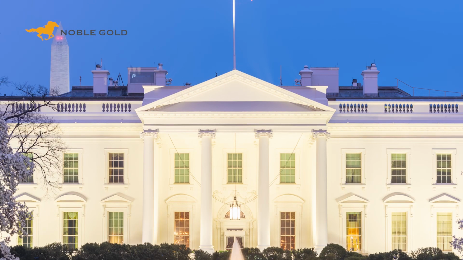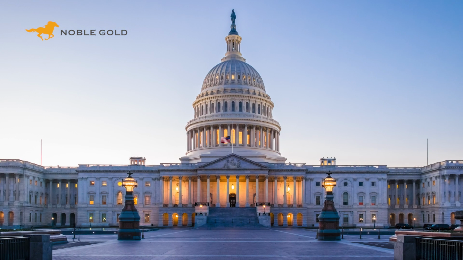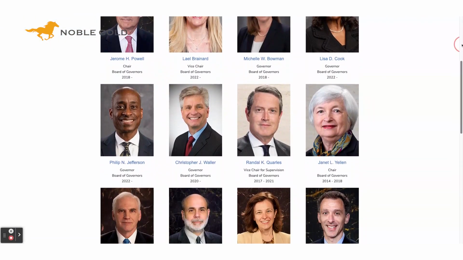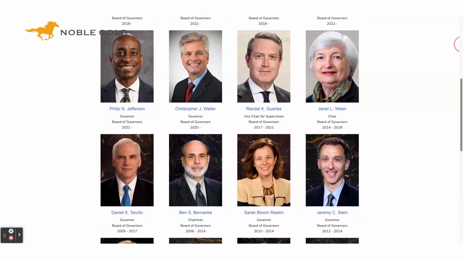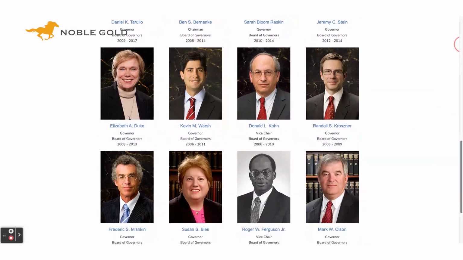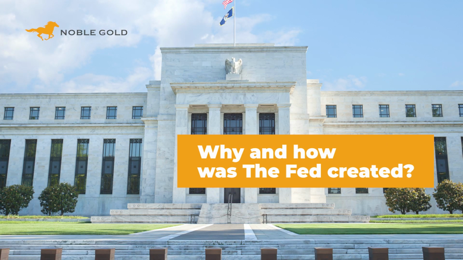The Board of Governors consists of 7 members. The President proposes these individuals, and the U.S. Senate approves them. Each governor can hold office for a maximum of 14 years. Their appointments are spaced out by 2 years to reduce the President's influence. Additionally, the law mandates that selections must reflect each of the major U.S. economic sectors. Now, why and how was the Fed created?